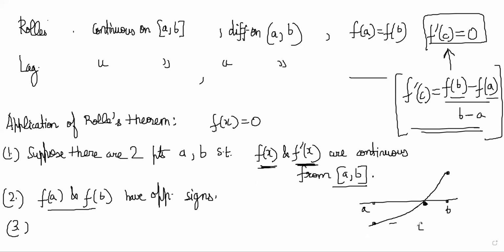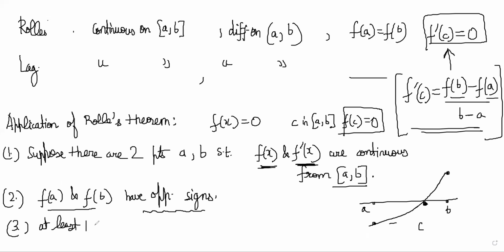So there will be a root C inside (a, b), a C in (a, b) such that f(c) is zero, correct? So if it has opposite signs, then there will be at least one root in (a, b). Why am I saying at least one root? Because it could cross multiple times, right? It could cross multiple times at multiple places.